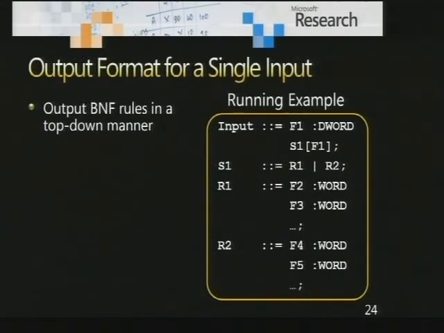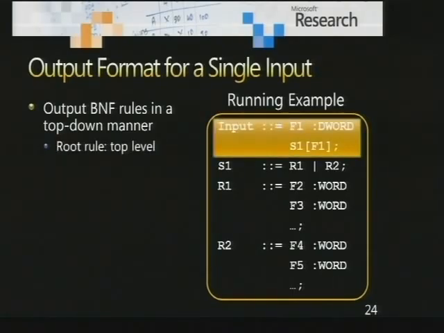At the end, after we analyze each single input, we will output the format as BNF rules in a top-down manner. For example, we first start with the root rule at the top level, which tells us what the input consists of. Here, in the running example, the first field specifies the number of records, followed by a record sequence. F1 says the size of the sequence is decided by F1.